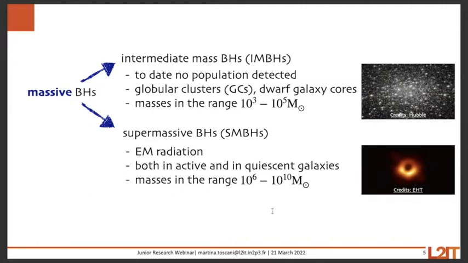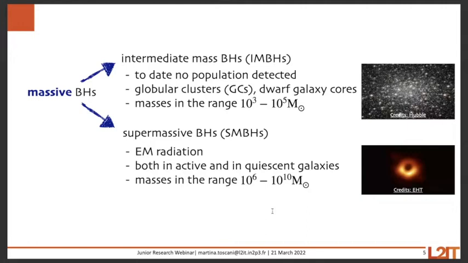Yet, we know that there is also another class of black hole in the universe, which is actually very important from a physical point of view. There are also massive black holes, which can be divided between intermediate massive and supermassive. Intermediate mass black holes are supposed to have masses between 1,000 and 100,000 solar masses, and we expect them to be in the core of dwarf galaxies or in globular clusters. So far, there are just some observational hints that suggest the presence of this kind of object, but we have not been able to detect a population of IMBHs in the universe.